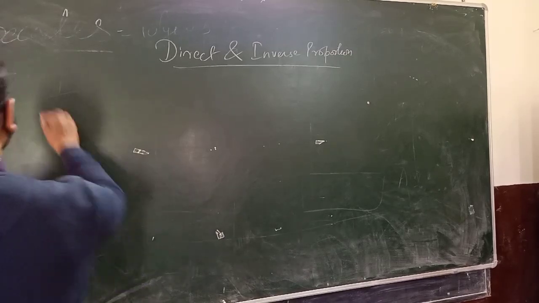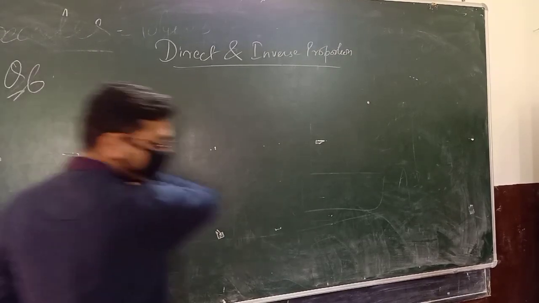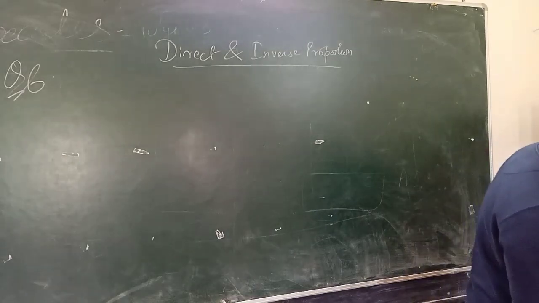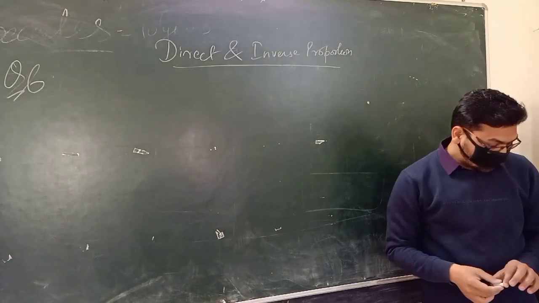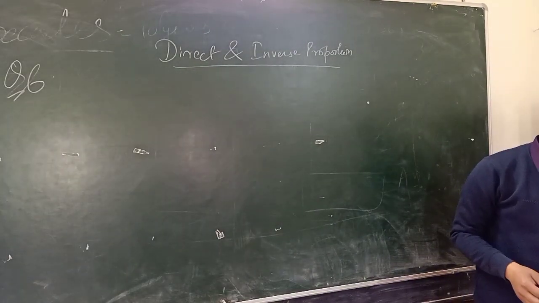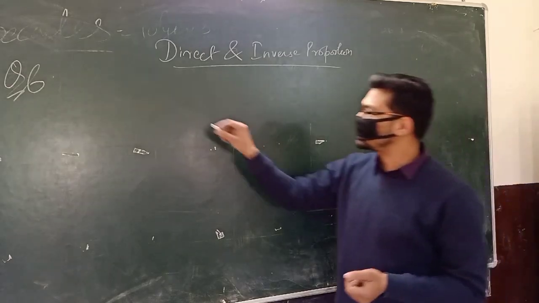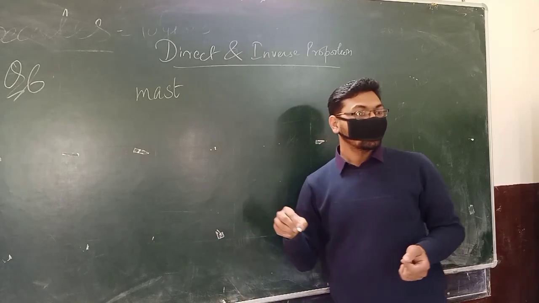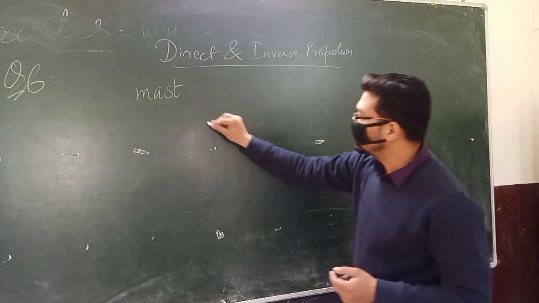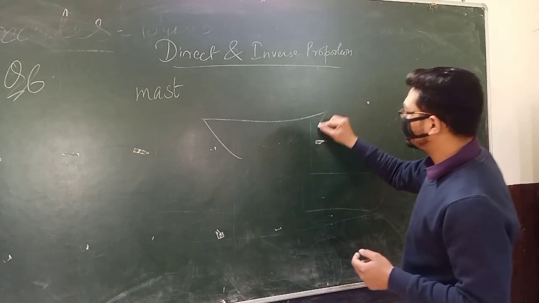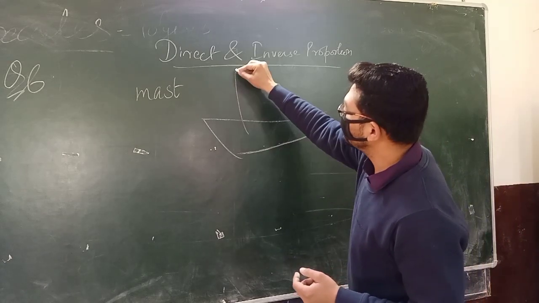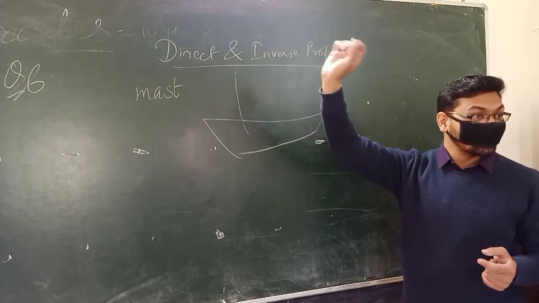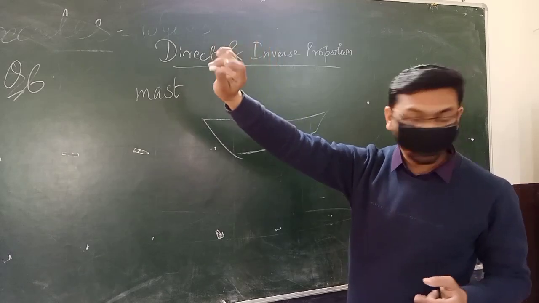Question number 6. Again, page number 208. Question says, in a model of a ship, the mast. What is mast? Have you ever heard about this word mast? Actually, suppose this is a ship. आपने देखा होगा Pirates of the Caribbean, at least आप लोगों ने देखी होगी, right? Pirates of the Caribbean. Okay, कोई बात नहीं.